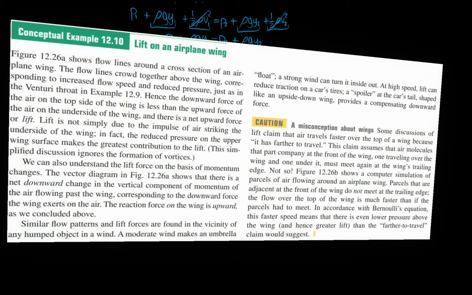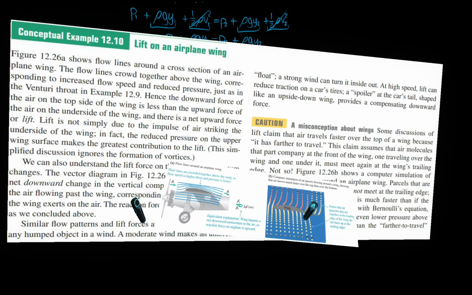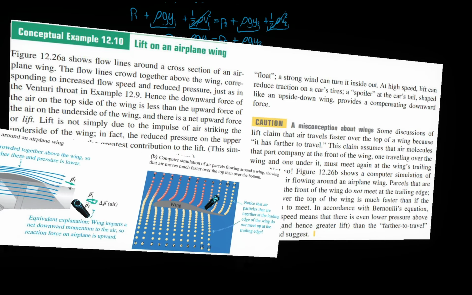So, a misconception about wings. Some discussions of lift claim that air travels faster over the top of a wing because it has farther to travel. This claim assumes that air molecules that part company at the front of the wing, one traveling over the wing and one under it, must meet again at the wing's trailing edge. Not so.